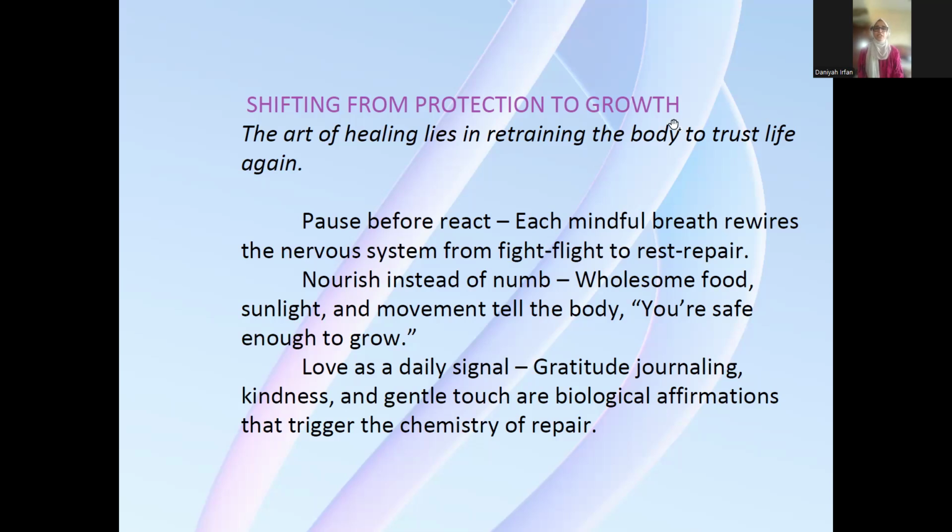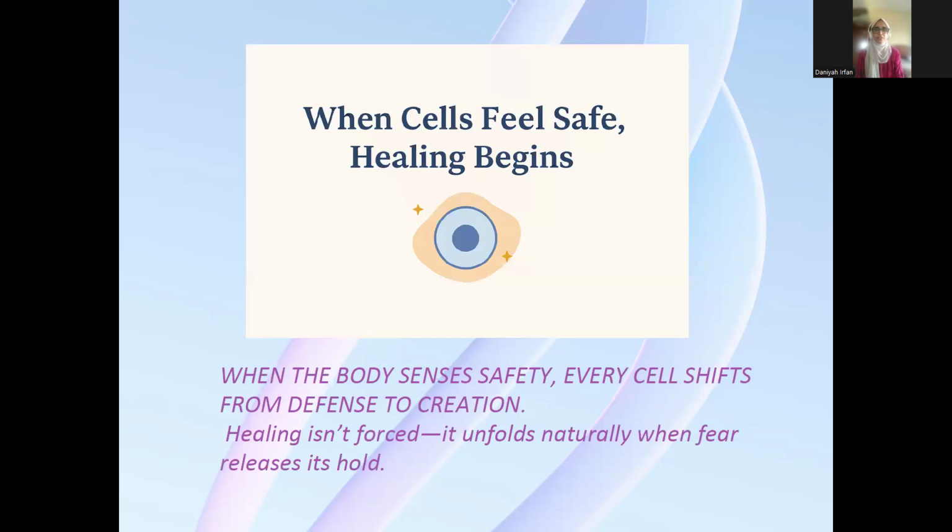Okay, love as a daily signal. So this is very beautiful. Gratitude journaling, kindness, and gentle touch are biological affirmations that trigger the chemistry of repair. Such simple and free-of-cost medicines we have, and our body is accustomed to them. But yet we go around thinking that this medicine will solve this problem, that medicine will solve acidity, some other medicine is going to solve some other problem. But actually all the healing is within our body.